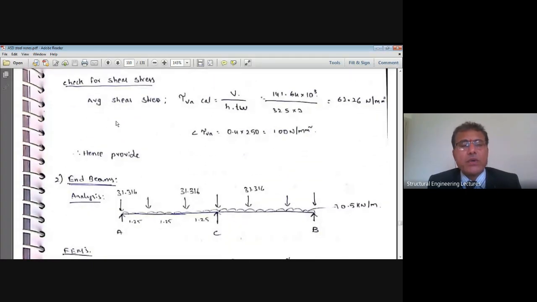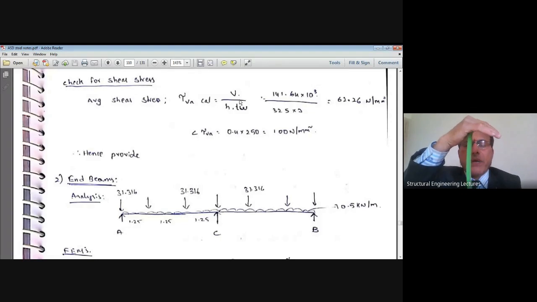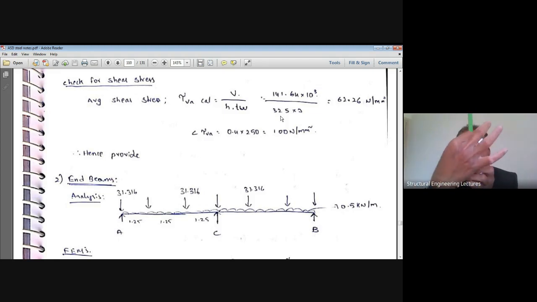Let us also check whether it is okay from the shear point of view. Check for shear stress. Average shear stress is denoted by tau VA cal. Tau VA cal is nothing but the shear force on the web, 141.64, divided by the shearing area of this web. This is a check whether the web will fail in shear once the load is applied. The depth of this web is 325 with a thickness of 7 mm. The average shear stress now works out to 62.26 MPa.